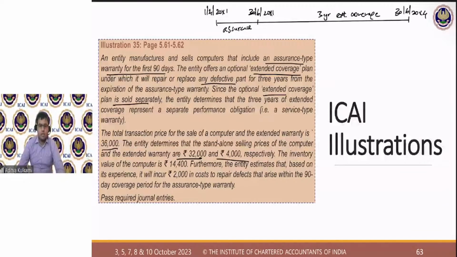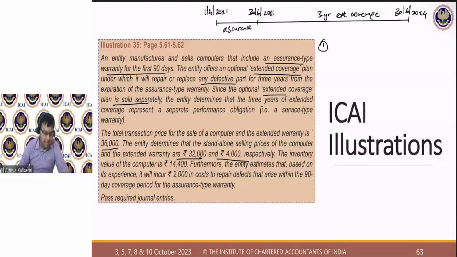All right. The inventory value of the computer is 14,400. Further, the entity estimates that based on its experience, it will incur 2,000 in costs to repair defects that arise within the 90-day coverage for the assurance type warranty. So what will be the set of entries that you will pass?